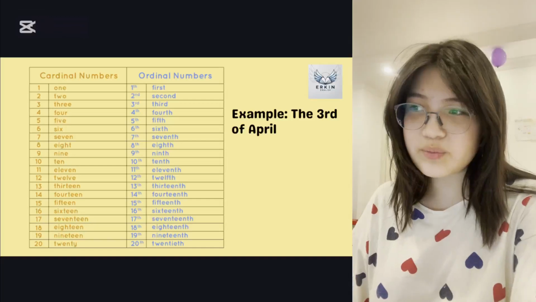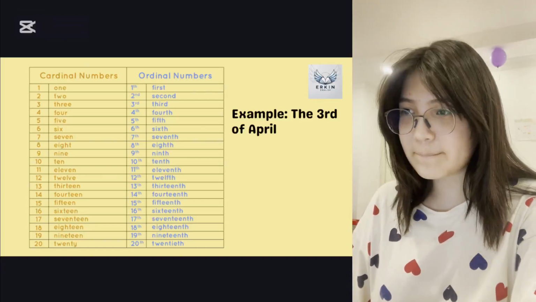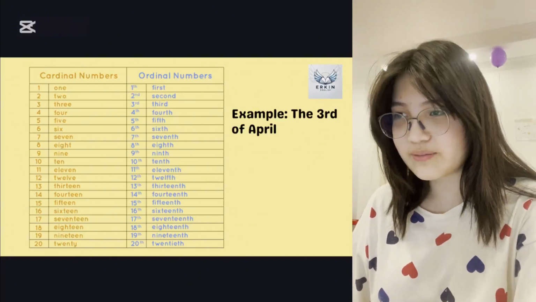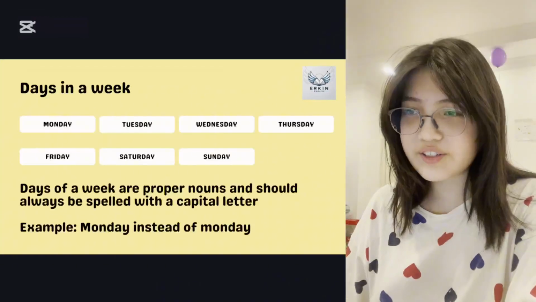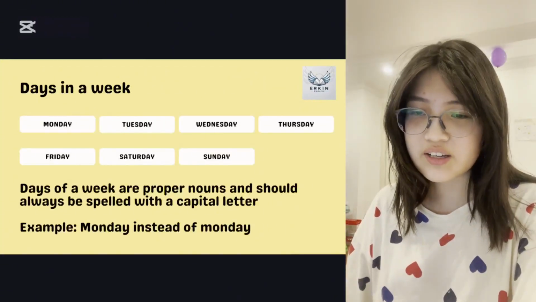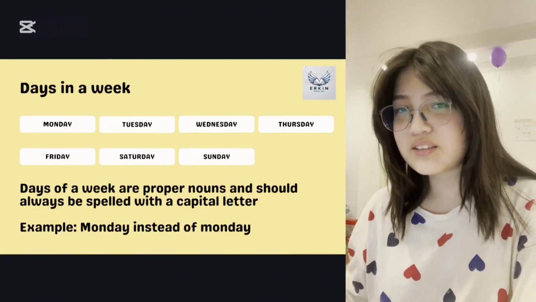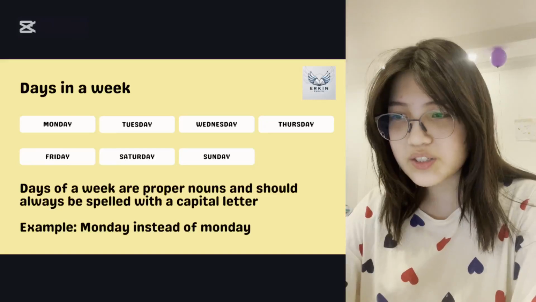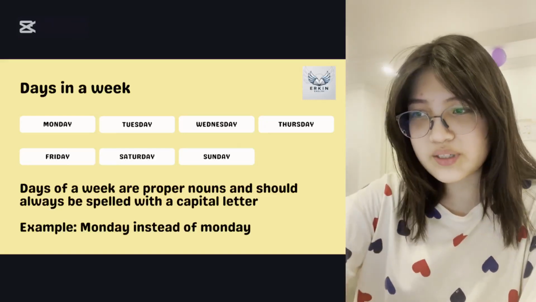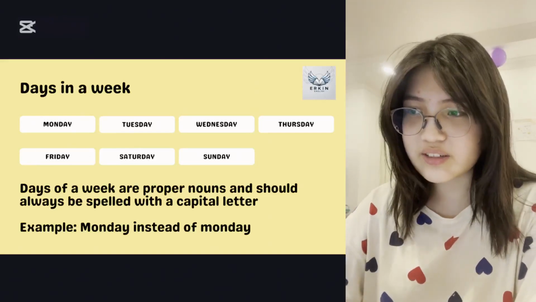Then here we have another example, which is the 3rd of April, which ends with rd, third. Furthermore, we have 7 days in a week, which are Monday, Tuesday, Wednesday, Thursday, Friday, Saturday, and Sunday. And all the days in the week are proper nouns, which means that they're spelled with a capital letter. For example, Monday is spelled with a capital M instead of a lowercase m.